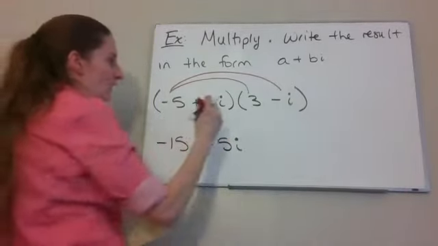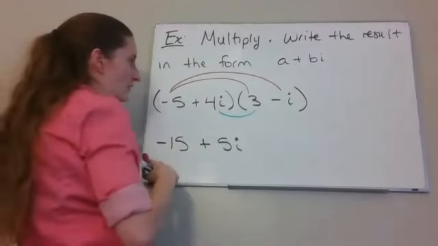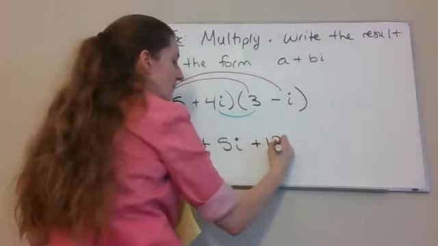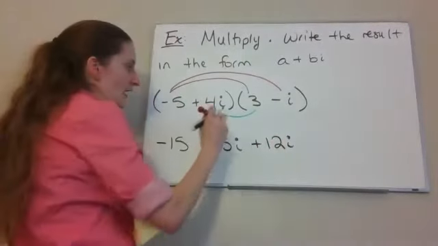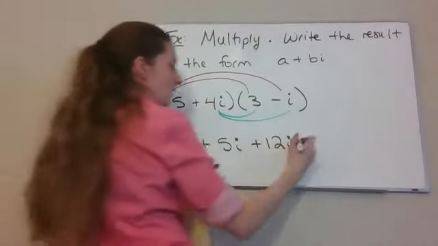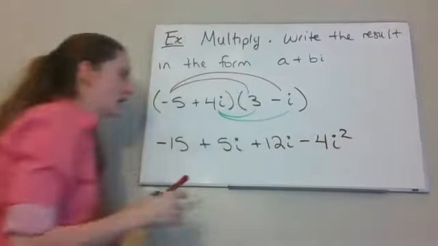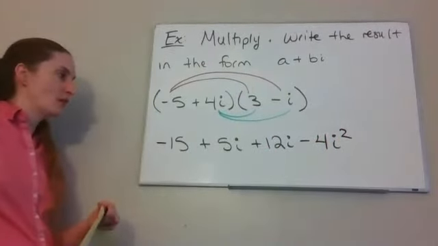Now I move to the next part. I have 4i times 3. So that's going to be +12i. And then I have 4i times -i. And that's going to be -4i squared. And then we're going to simplify this some more.